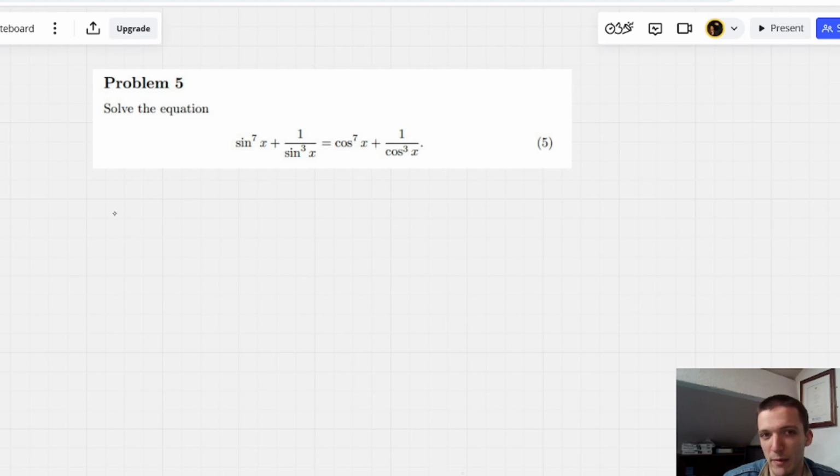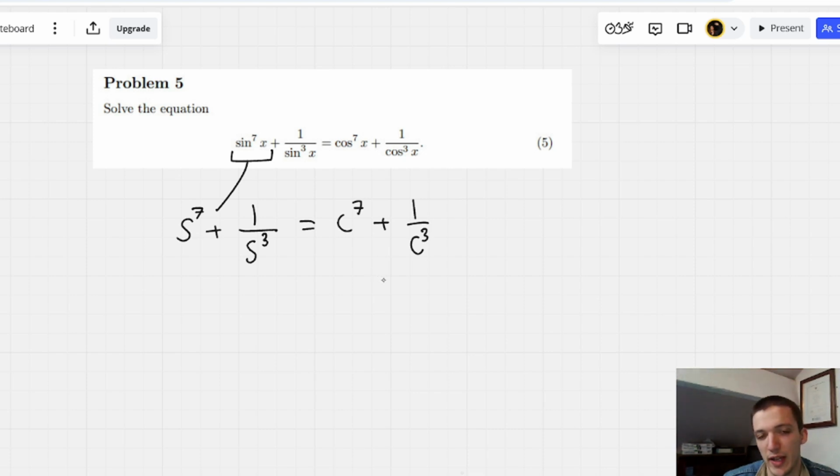I recently found a PDF online of some of these old problems, and I've been giving them a go, and I think they're quite fun. So let's look at this equation here. Problem number 5 says solve this equation: sine to the power of 7 plus 1 over sine to the power of 3 of x equals cos to the power of 7x plus 1 over cos to the power of 3x. First thing I'm going to do is rewrite this as s to the power of 7 plus 1 over s to the power of 3 equals c to the power of 7 plus 1 over c to the power of 3.